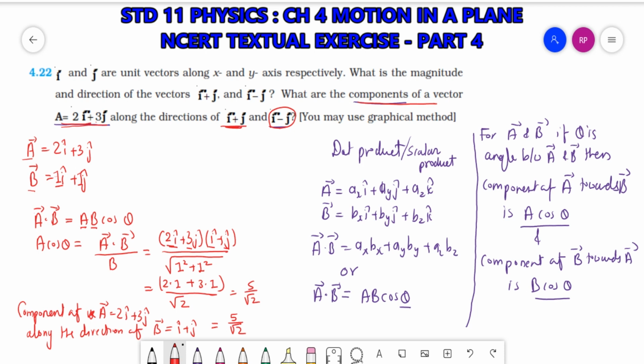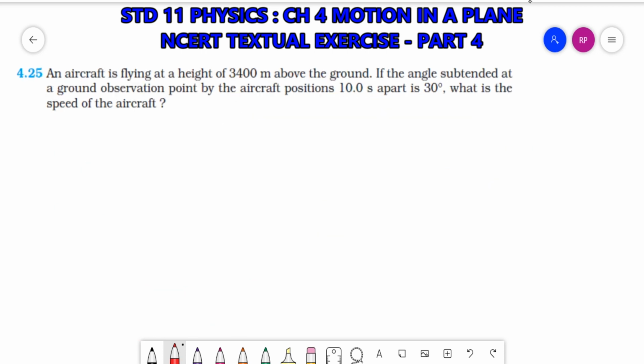Now let's move to the other question, 4.25. An aircraft is flying at a height of 3400 meter above the ground. If the angle subtended at a ground observation point by aircraft positions 10 seconds apart is 30 degrees, what is the speed of the aircraft? Let's say this is the position A of the aircraft. After 10 seconds, this is the position B, and this is the ground. So the observer takes the observation from this point. In these 10 seconds, the aircraft moves from position A to position B. This is the given question.